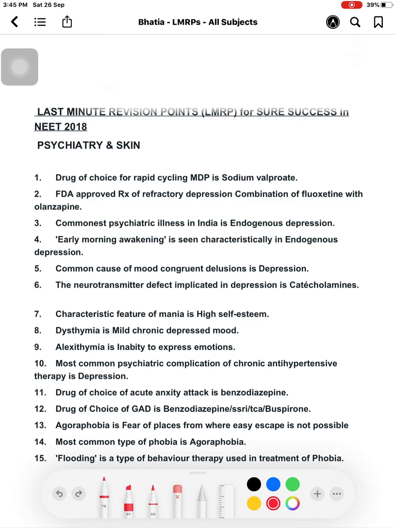Drug of choice for rapid cycling MDP is sodium valproate. FDA approved management of refractory depression is a combination of fluoxetine with olanzapine. Commonest psychiatric illness in India is endogenous depression. Early morning awakening is seen characteristically in endogenous depression.